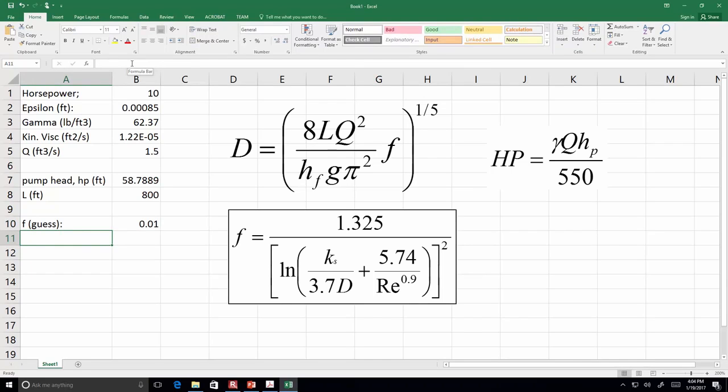And if we have that, then we can calculate what the diameter would need to be for a guess value of F. So this is the diameter in feet which we're calculating based on the guess. So 8 times L times Q squared divided by H sub F. Yeah, we need to calculate H sub F for the delta Z.